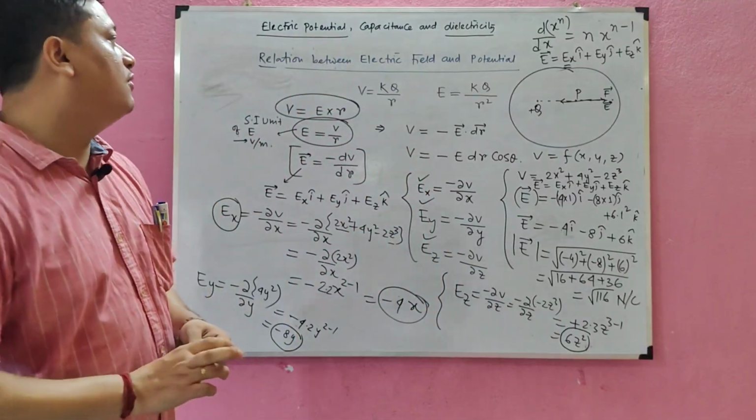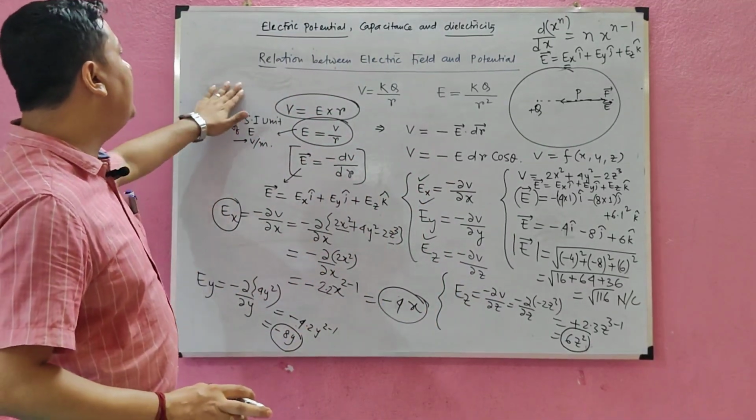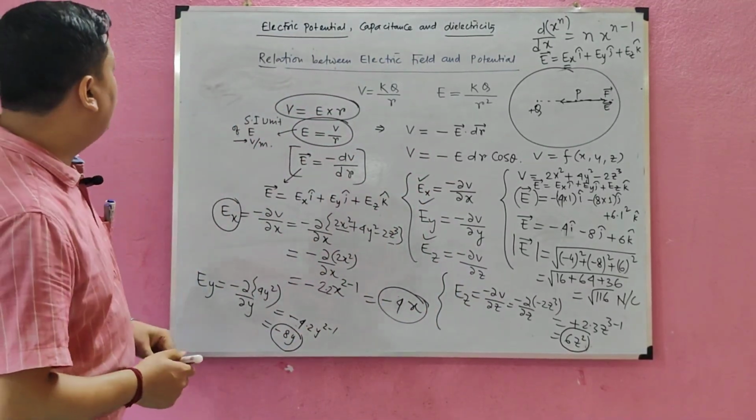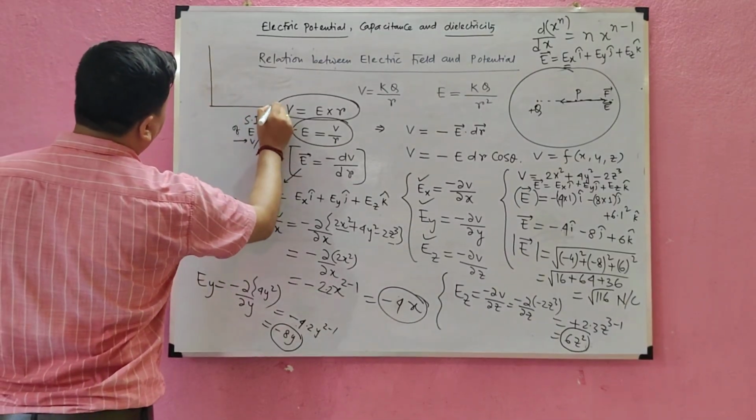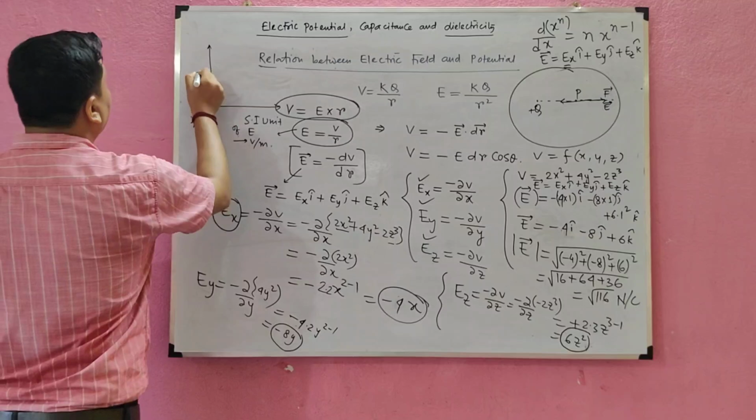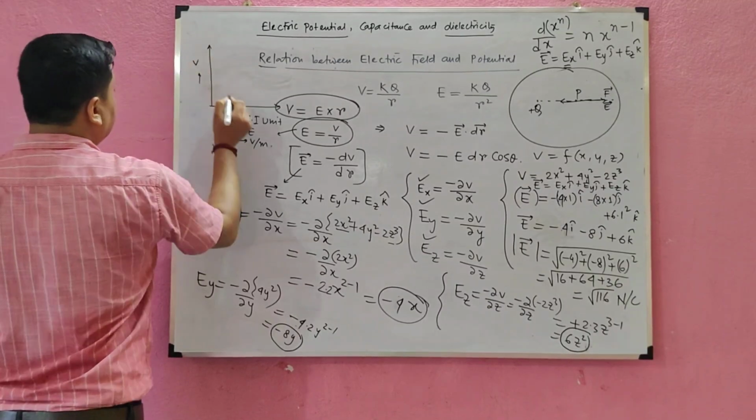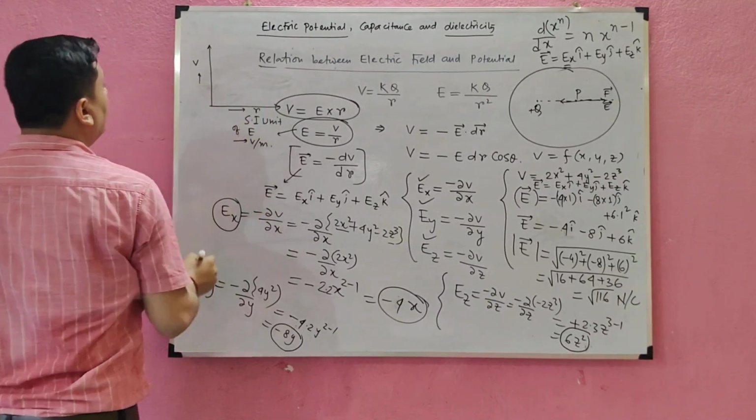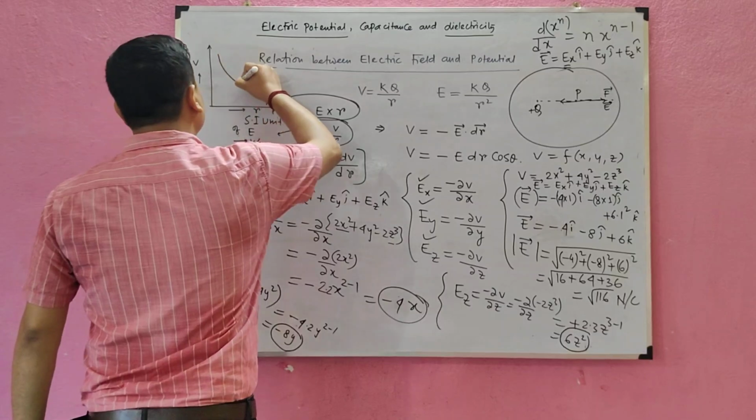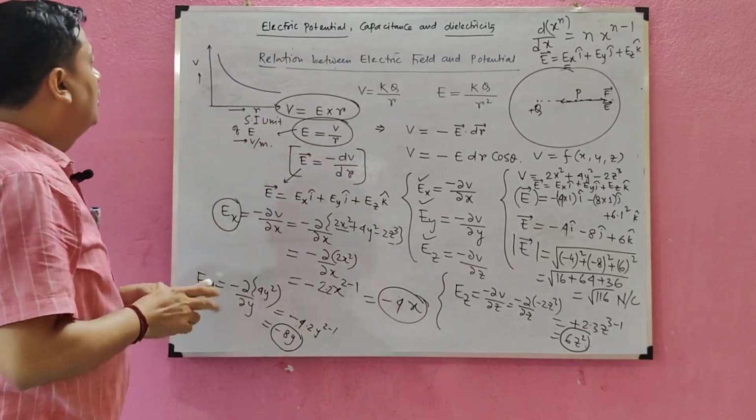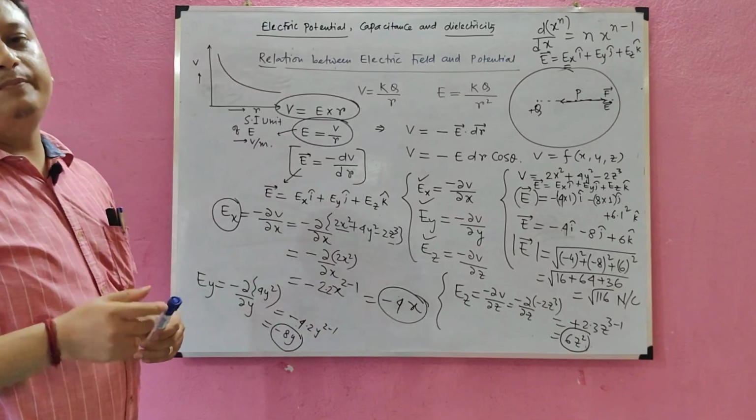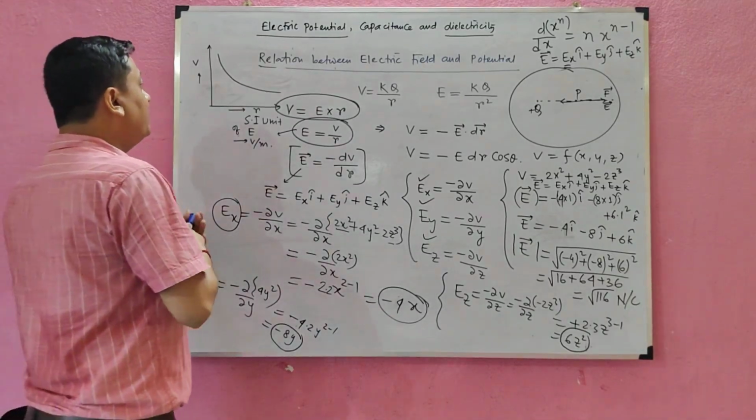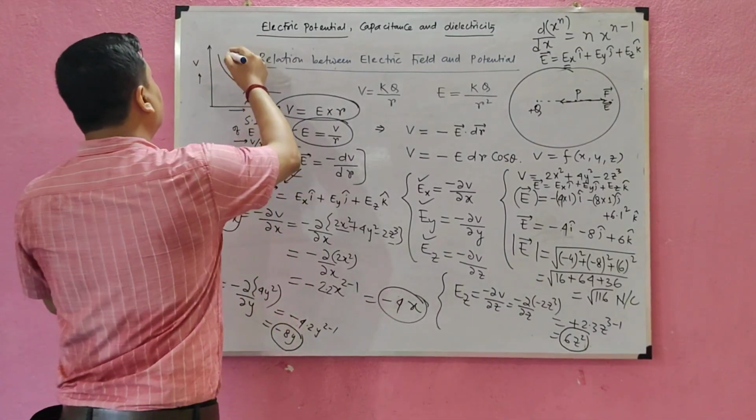Now we will discuss the graph between V and E. Everybody knows how E and R vary. This is V and this is, suppose, R. For the V and R graph, it will look like this. The slope is lesser here, but when we draw the graph between E and R, the graph will be more steep. Okay, why?